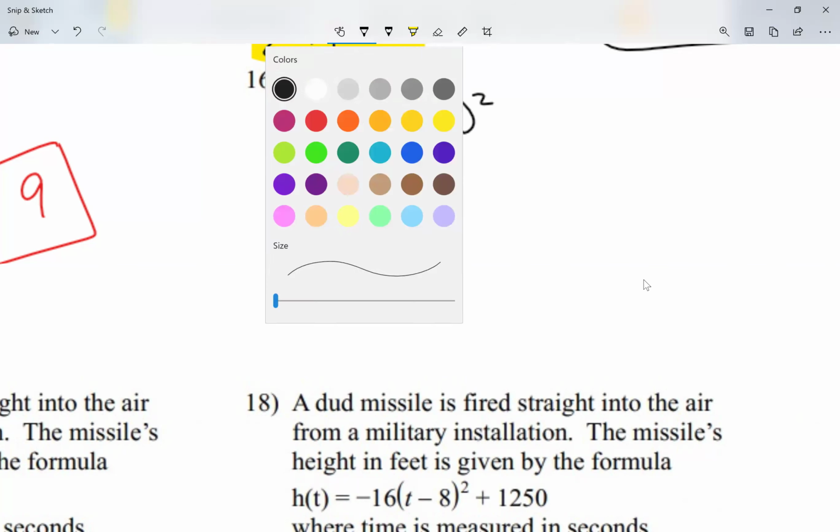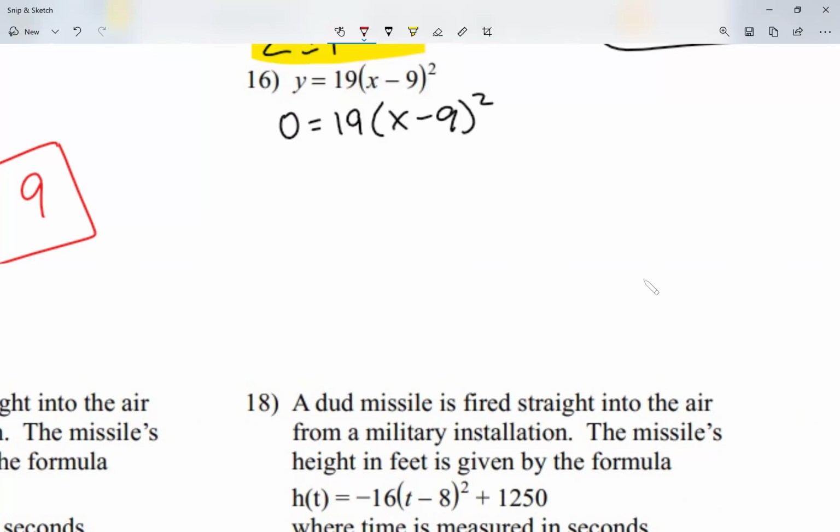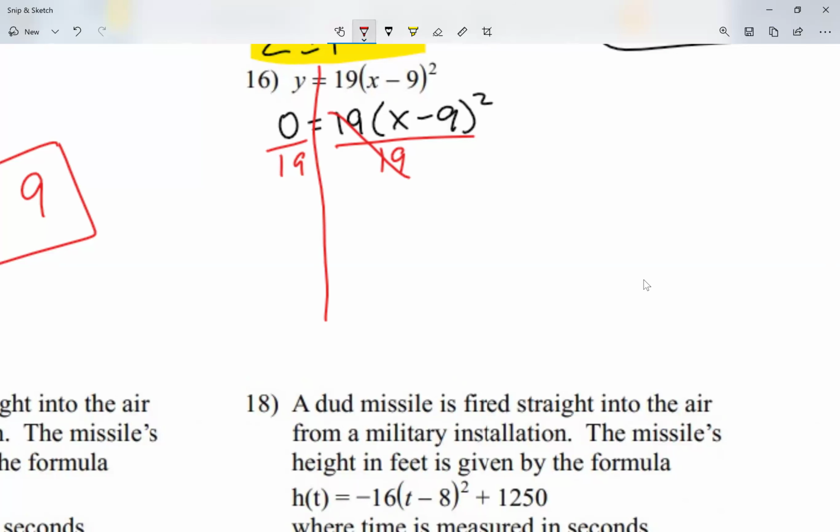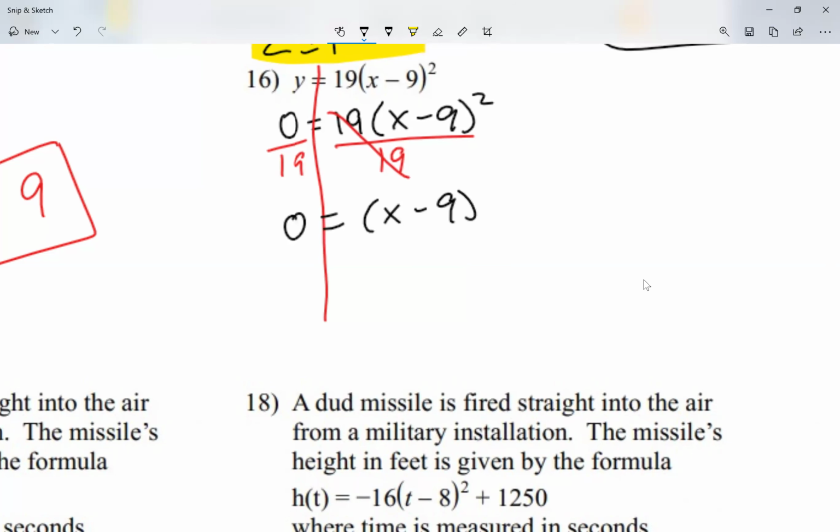The cool thing is here, I have to get rid of the 19. It is outside of the parentheses. It's right next to the parentheses. So that means times. The opposite of times is divide. So let me divide by 19. So I get rid of that. Let me separate my sides to the equal side. On the left side, 0 divided by 19, that's 0. And here I have the quantity x minus 9 squared.